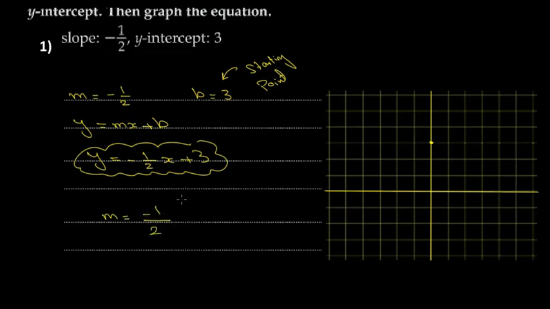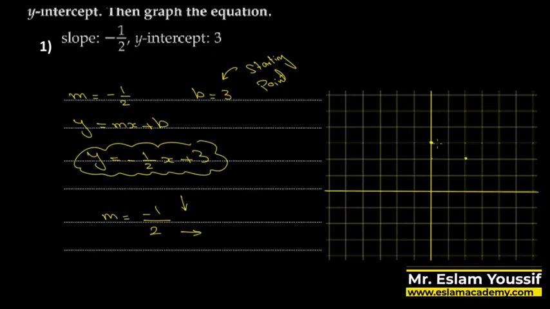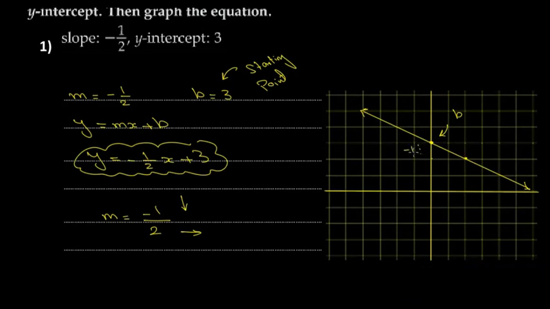Because the change of y is negative, it means it's going down. And the change of x is positive, it means it's going right. So it's going down by 1 unit, then going right 2 units. So that is the place of the second point. So we start from the y-intercept, which is b, then go down 1 unit, then go to the right 2 units. For any 2 points, there is only one line passing through them.